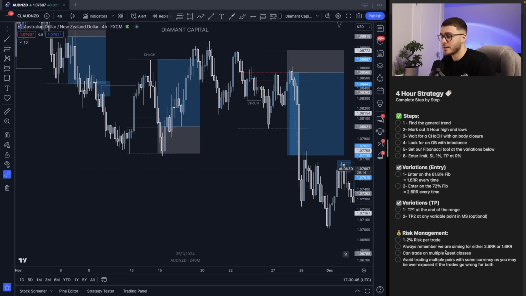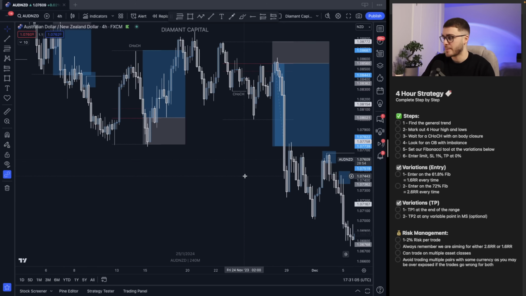Stick to 1 to 2% risk per trade. Generally, I would advise, if you are sticking to the 4-hour chart and you are doing this on, let's just say, only a few pairs, I would say 2% per trade is okay. However, if you are doing many pairs, 1% is sufficient, and I wouldn't do any more than that.